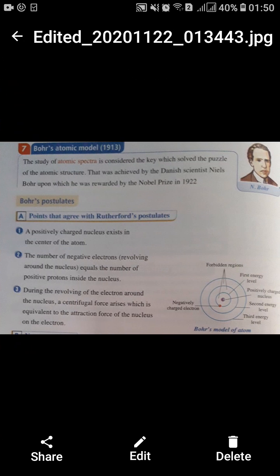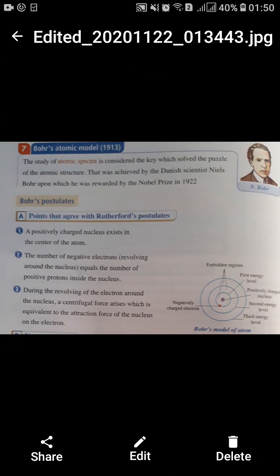Hello, Senior 2. Let's continue our lesson talking about the historical background of the atomic structure. Last video, we ended with number 6, Rutherford's atomic model. Now let's continue. Number 7, Bohr's atomic model.